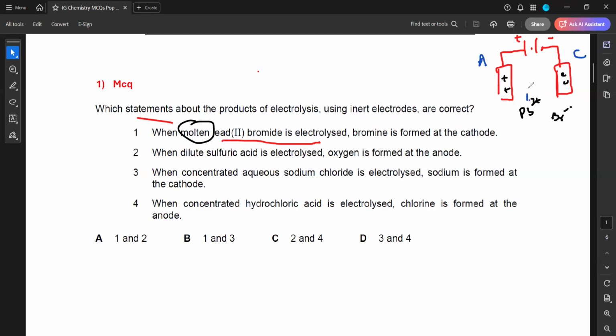Lead is a positive ion, which is attracted towards the cathode, and the bromine is a negative ion, which is attracted towards the anode. So the bromine is not formed at the cathode, it is formed at the anode, the bromide ion. So the mistake here, this is a wrong statement that the bromide ion is formed at the cathode. It cannot, because the negative ions are attracted towards the anode and the positive ions are attracted towards the cathode.